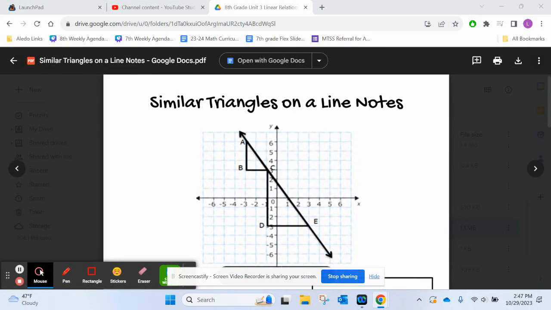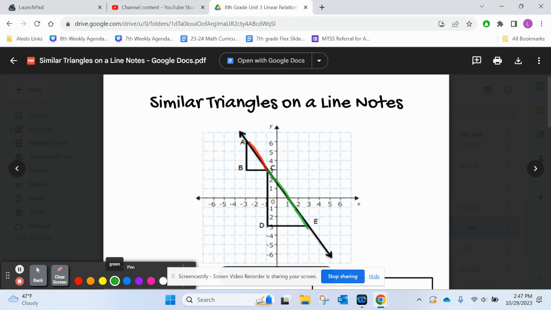Today we're going to look at slope and similar triangles on a line. I want you to notice we've got two triangles drawn here. One is showing line AC, and one is showing line CE. My question to you is, are those really different lines? Is the slope of those two lines really going to be different?